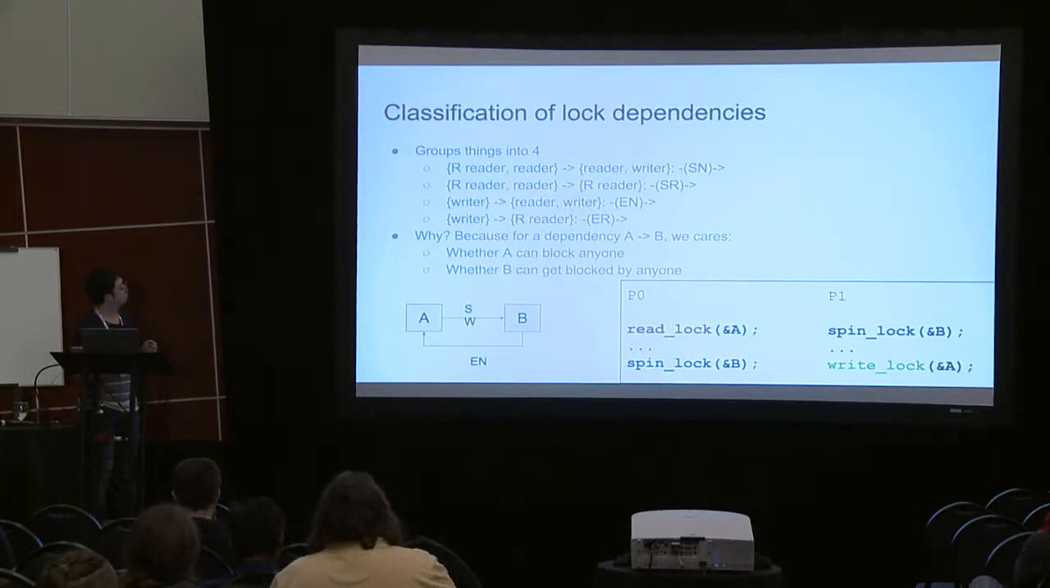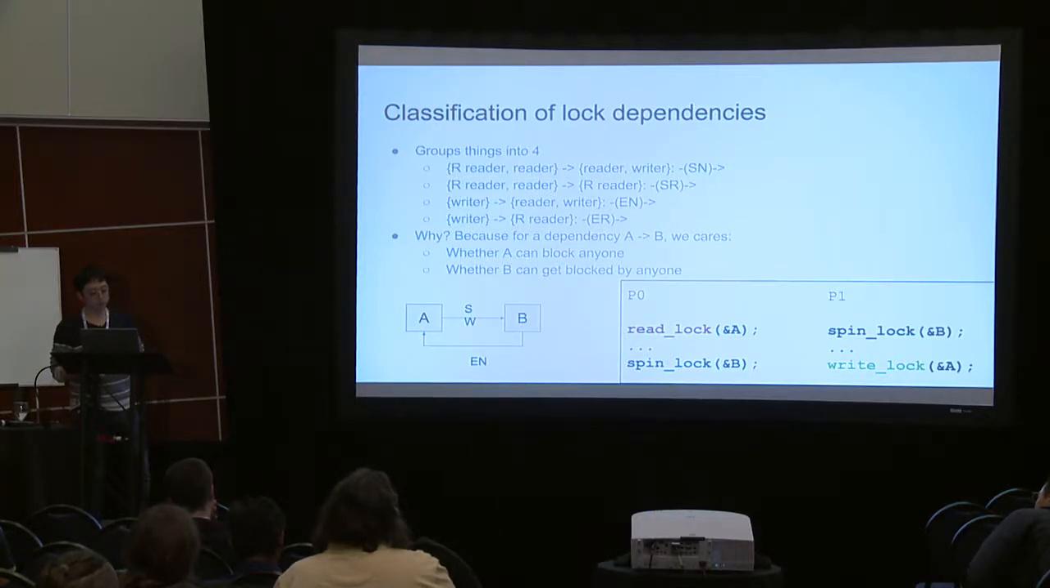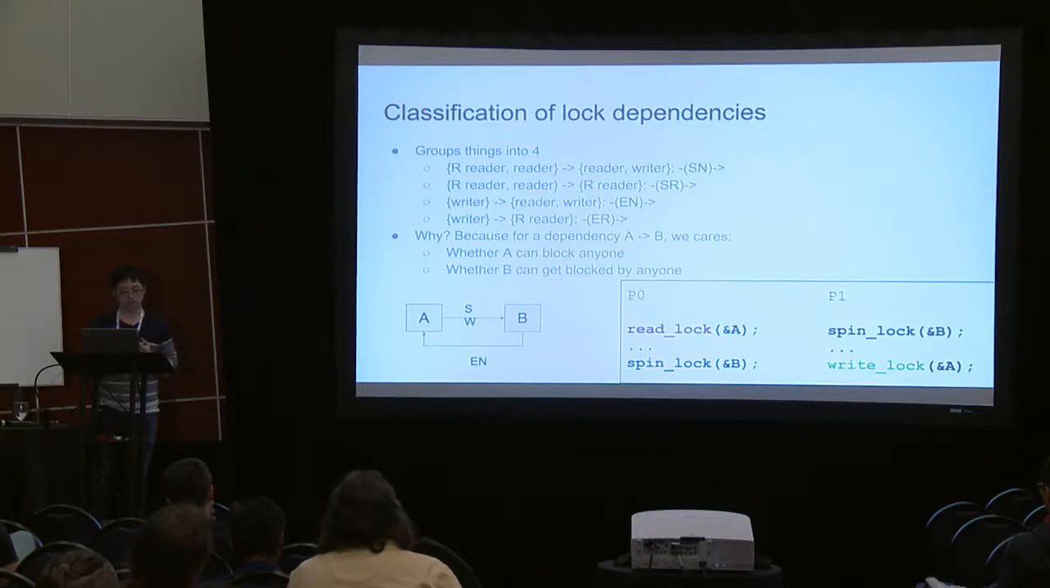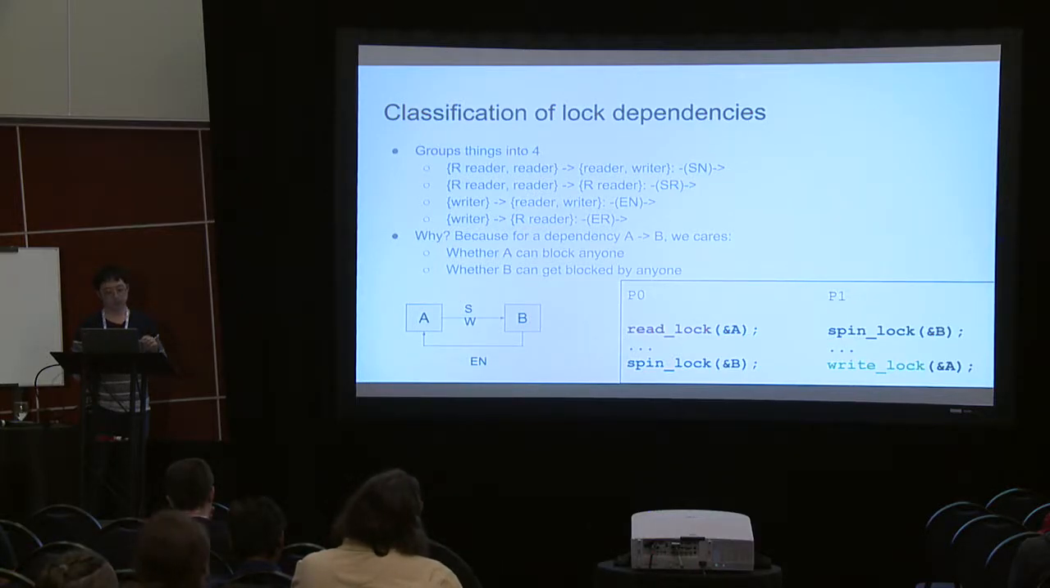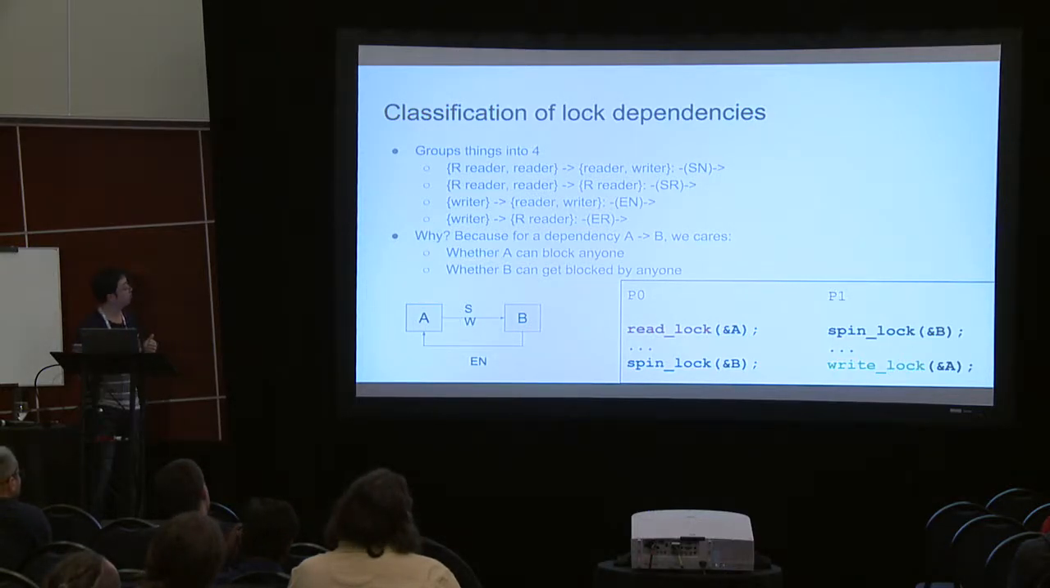Okay, so why can we group things like this? Because in a lock dependency, we group the tail and the head in a different way. Why do we do this? Because in a lock dependency the tail and the head have different attributes. For dependency A to B, we care about whether A can block anyone, and we care whether B can get blocked by anyone. So remember our block condition.